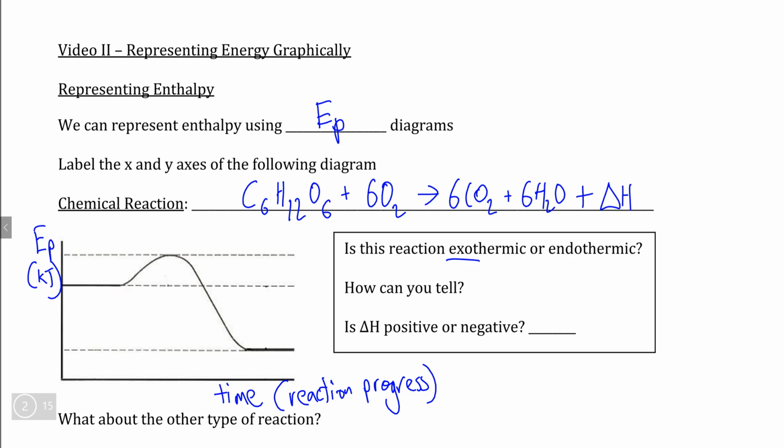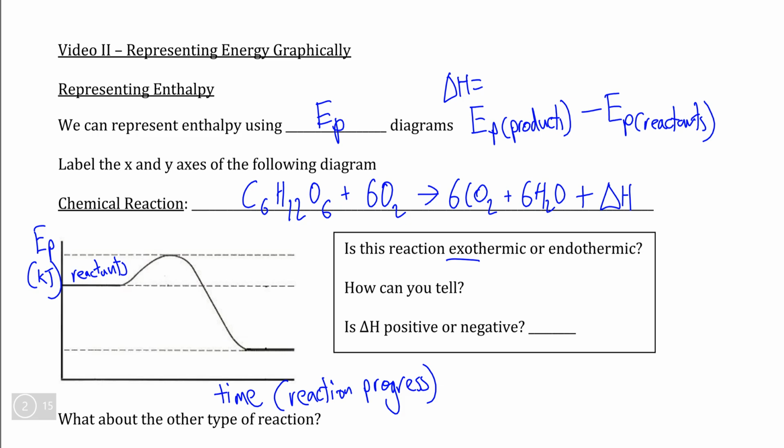Now, in order for us to make sense of this graph here, we can recall the formula for delta H, in which delta H is the sum of the potential energy of our product molecules, and we're going to subtract the potential energy of the reactant molecules here. Now, on our potential energy graph, this constant level on the graph represents the potential energy of the reactants before the reaction takes place. Here's where the reaction begins to occur, and here is when the reaction is complete, and where we have the products here.